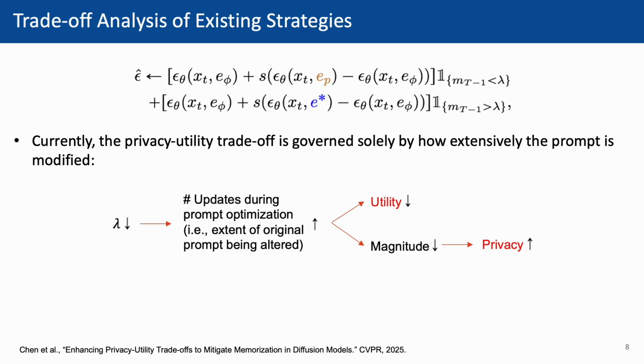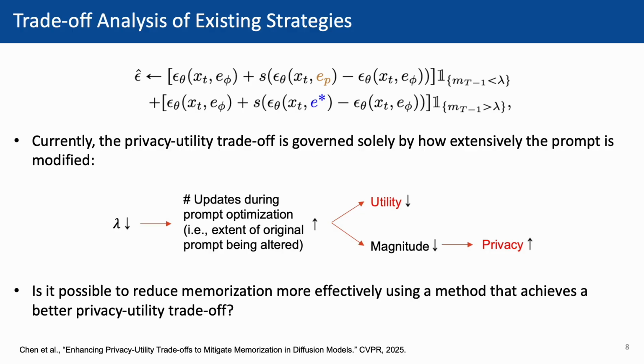It is also worth mentioning that other existing strategies follow a similar idea, modifying the prompt to preserve privacy, but use different methods. For example, some add random tokens to the prompt, while others inject Gaussian noise into the prompt embedding. These approaches can reduce memorization, but they sacrifice utility even more than prompt engineering. So in summary, existing strategies tie the trade-off entirely to the extent of prompt modification, but prompt modification, especially when excessive, leads to a major drop in utility.